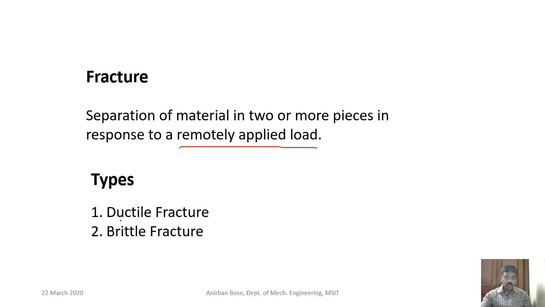The fracture can be of two types, ductile fracture and brittle fracture. Remember one thing, ductile fracture and brittle fracture are not always very much material specific. It can depend on the type of loading also. That means if the loading rate is very high, it may be possible that a ductile material fractures in a brittle way. So brittle fracture is also possible in a ductile material if the loading rate is very high. So let us try to understand at least the mechanism of the fracture first.